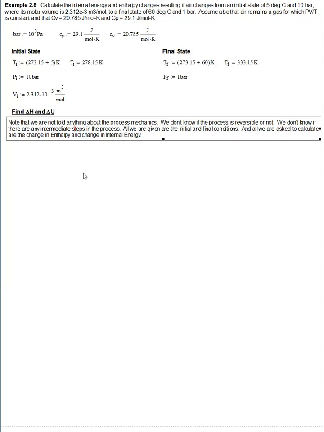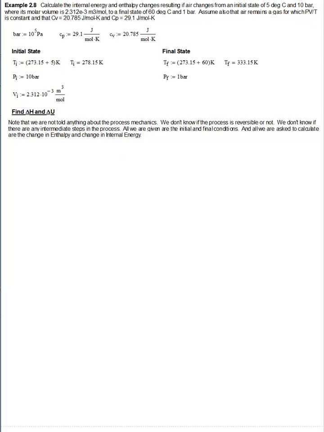Note that we are not told anything about this process. We do not know how this process is accomplished. We do not know if the process is reversible or not. We do not know how many steps are in this process. All we are given are the initial and final conditions, and all we are asked to calculate is a change in enthalpy and internal energy.